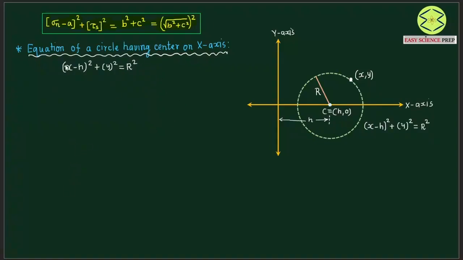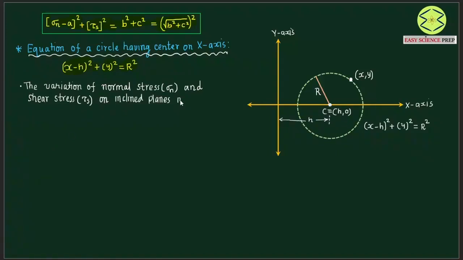Now if you compare the equation of a circle having its center on the x-axis and the equation of the variation of stresses in the stress transformation, they look very similar. The only difference is that instead of normal stresses we have x coordinate, and instead of shear stresses we have y coordinate. So by comparing these two, we can conclude that the variation of normal stress, sigma n, and shear stress, tau s, on inclined planes in the body.